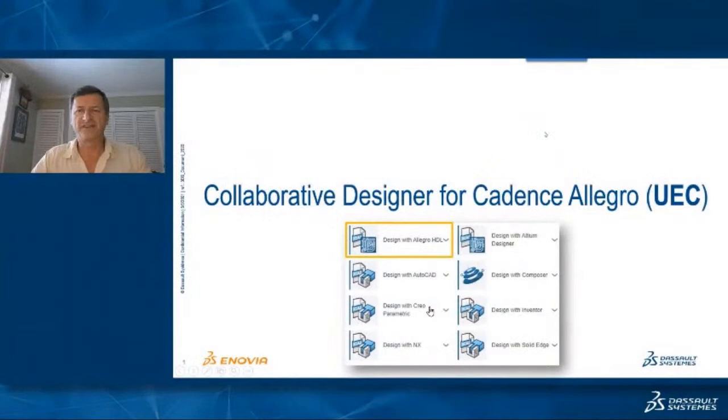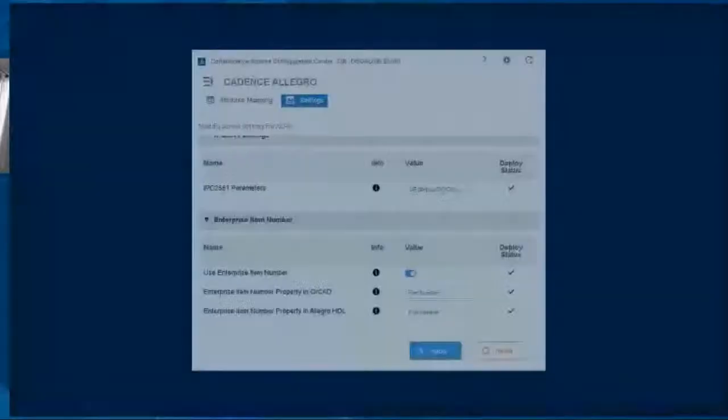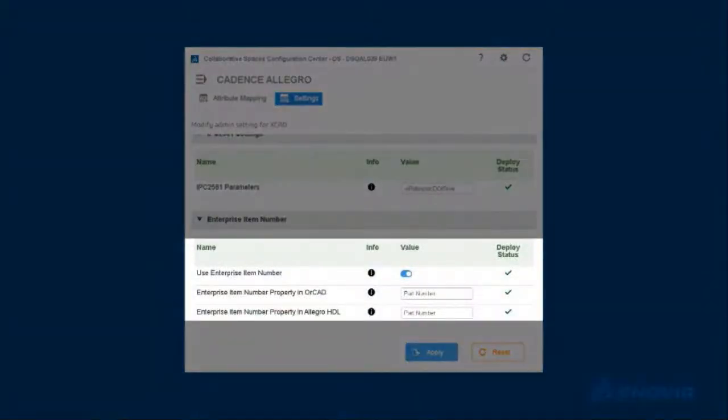For the Collaborative Designer for Cadence Allegro, we introduced the same functionality we saw earlier for the Altium solution, in that we can bring in and display enterprise item numbers in the Cadence environment. This assumes, as before, that the enterprise item number has been defined in the Collaborative Space Configuration Center. It should be noted that in Cadence, as in Altium, this is not a bidirectional function, and the information is only pushed from the platform to the ECAD application. Let's take a closer look at that within the integration.